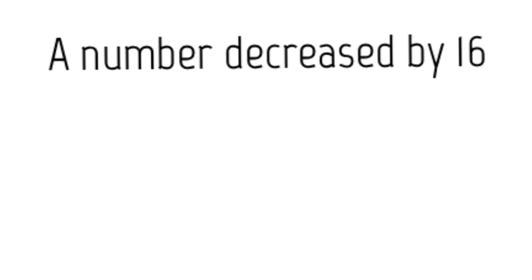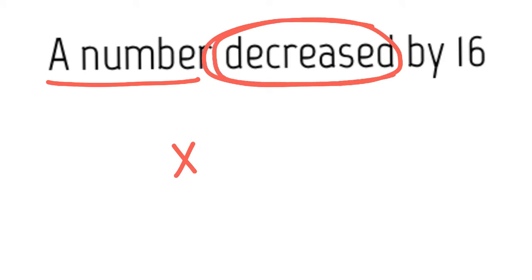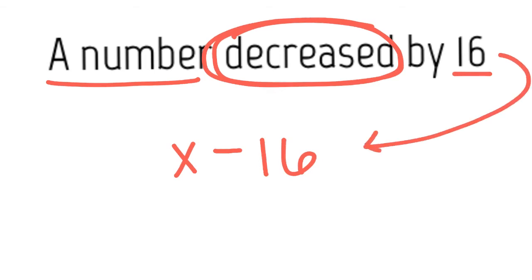The next one, a number decreased by 16. So again, that phrase, a number, I'm going to use x, and notice that I'm underlining and chunking out the sentence as I go to make sure that I get all the parts and pieces. Decreased. If I'm decreasing something, it means I'm making it smaller, so I'm going to subtract 16. So x minus 16 would be this sentence's expression.